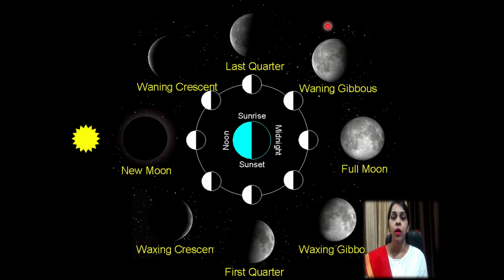Then we see the last quarter or half moon. Then we see an egg-like shape, which is called waning gibbous. Then just behind the earth, we see the full moon. In day-to-day life, we say full moon day.